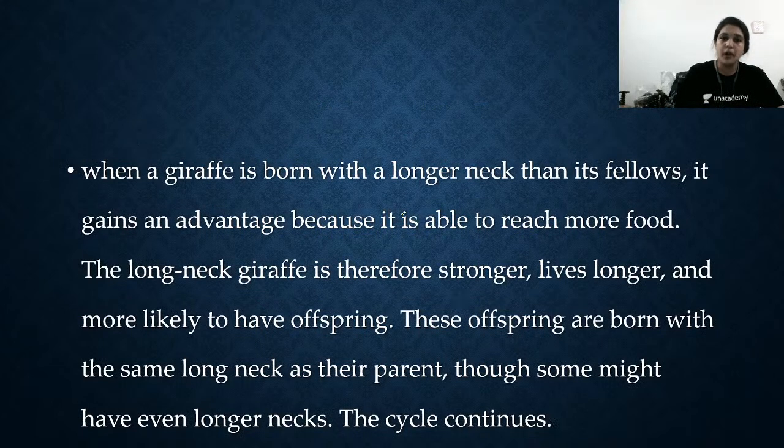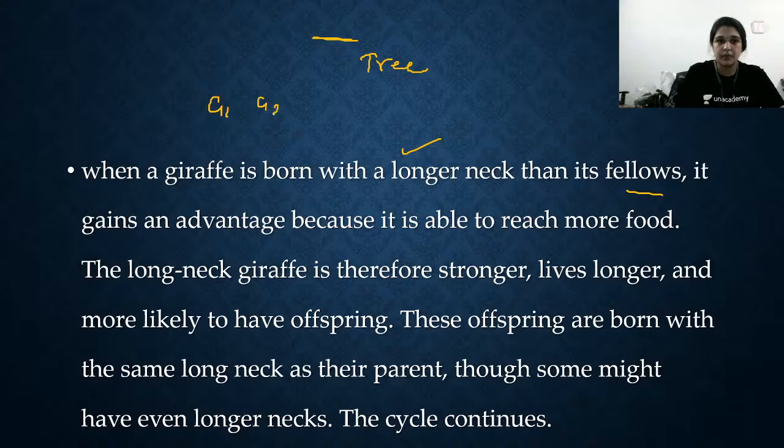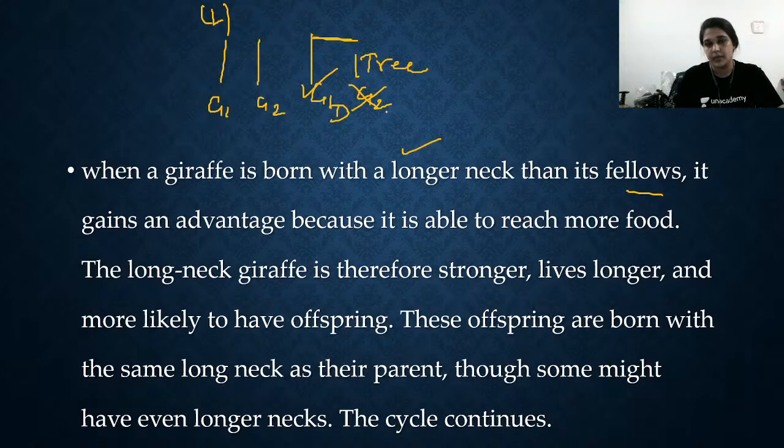When a giraffe is born with a longer neck than its fellows, it will survive. For example, there is a tree at this height. Fine. So there are giraffe 1, giraffe 2. According to Lamarck, when you are trying to get food, you will develop a longer neck so that you will feed on this. But this is Lamarckism. According to Darwin, giraffe 1 is having a long neck, giraffe 2 is having a short neck. Giraffe 1 will succeed, giraffe 2 will die. This is Darwinism. That is what we call survival of the fittest.